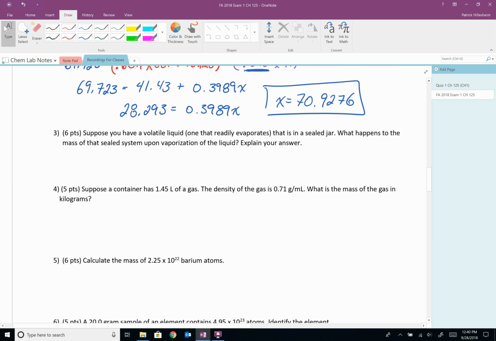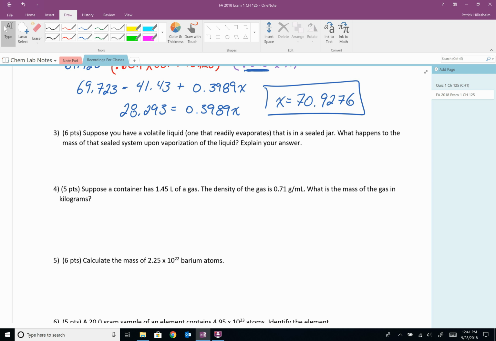All right, let's look at number 3. So number 3 is more of a conceptual question. It says, suppose you have a volatile liquid and that it's in a sealed jar. So what happens to the mass of that sealed system if the liquid is vaporized? So we have a jar, it's filled with some liquid. We turn that liquid into a gas, and it's asked what happens to the mass of that sealed system.